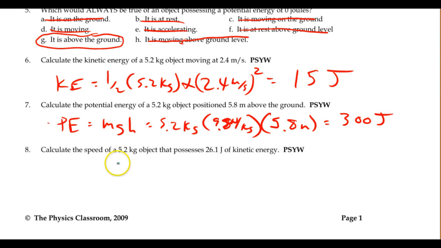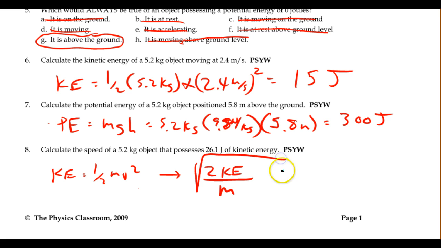Now, calculate the speed of a 5.2 kilogram object that possesses 26.1 joules of kinetic energy. If kinetic energy equals 1/2 mv squared, to solve that for v, we're going to multiply both sides by 2, divide by the mass, and take the square root. So we're going to take 2 times 26.1, divide that by 5.2 kilograms, and take the square root, and we're going to get 3.2 for the speed. And that'll be in meters per second.